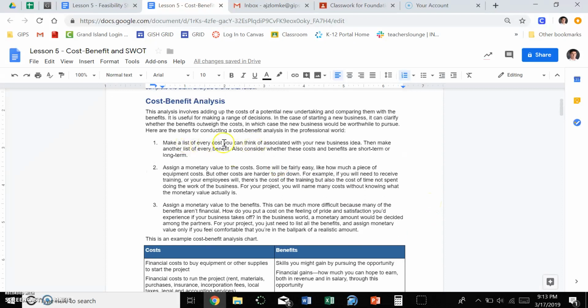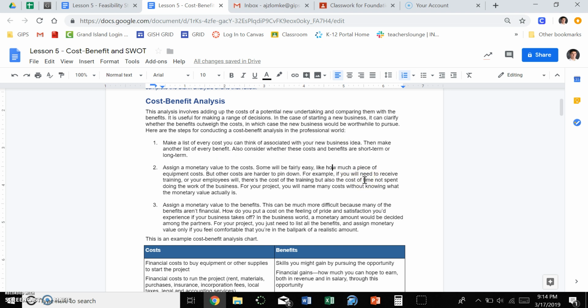Okay, so once you've come up with a pretty good list of both short-term costs, long-term costs, and then some short-term and long-term benefits, then I want you to start thinking about what actual dollar value I can assign to each cost and each benefit. And it gives an example here. So if you will need to receive training, or your employees will, there's a cost for that training. So what is that actual cost?